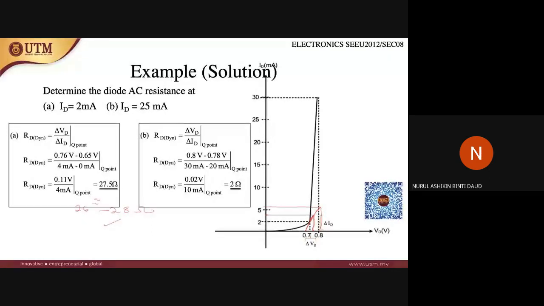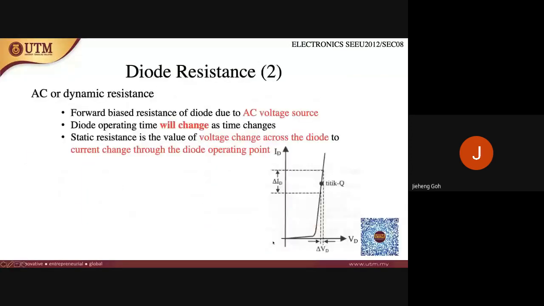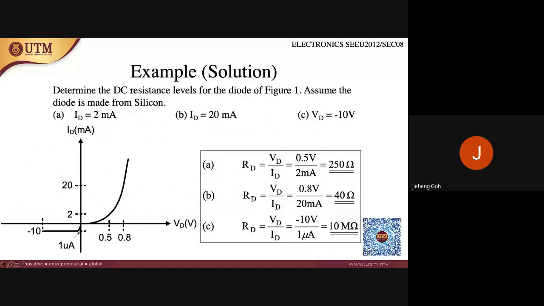Okay. Alright. Then for the static resistance, the example C is negative voltage, means that it is reverse bias, right? Yes. Negative voltage refers to reverse bias. Betul. Okay. Thank you. Alright. Sensei.